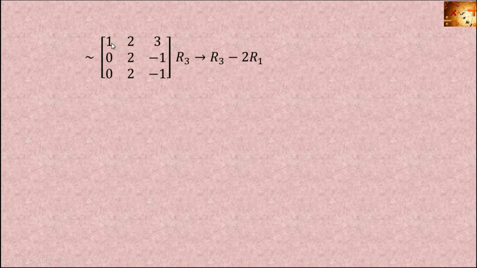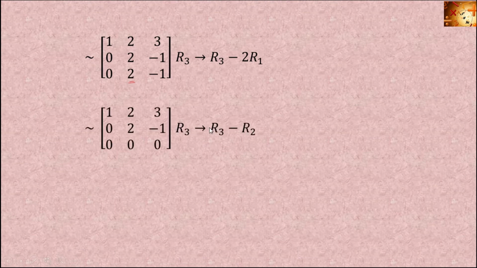Then the matrix becomes 1, 2, 3; 0, 2, minus 1; and R3 changes to 0, 2, minus 1. Next I want to make this 2 as 0, then only it becomes an upper triangular matrix. For that the transformation is R3 changes with respect to R2. So R3 changes to R3 minus R2.